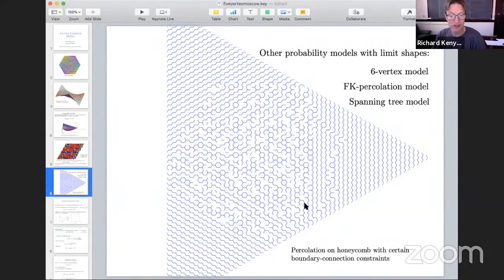In this picture also, what is this picture? It's just a percolation model. So edge percolation, bond percolation on the honeycomb graph, but there are some constraints that the components of the configuration connect boundary points from one to the other. It's a little hard to motivate those constraints. But if you impose those constraints on the model, you will see a nice Arctic phenomenon. Near the corners, the system is frozen. And then there's this disordered region in the center, which is mysterious.